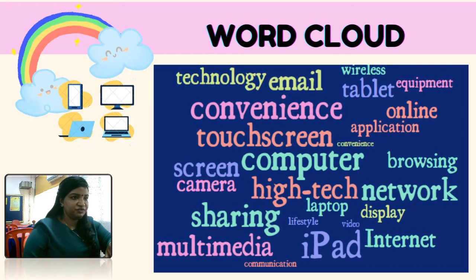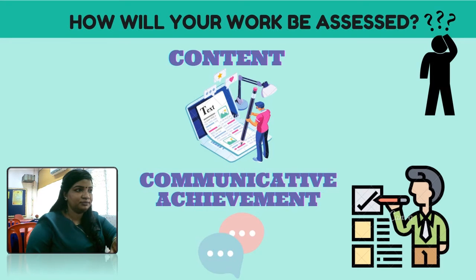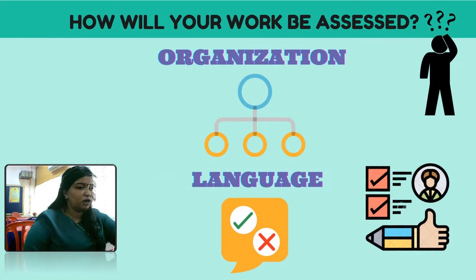Now that we are done with useful phrases and word cloud that you can use when you are writing your review, let's look at how you will be evaluated based on your writing. How will your work be assessed? Okay. In total, you are supposed to get 20 marks for this particular essay. These 20 marks are divided into 4 different components, which are content, communicative achievement, organization, and language. You will be awarded 5 marks for each of the criteria, totaling to 20 marks.